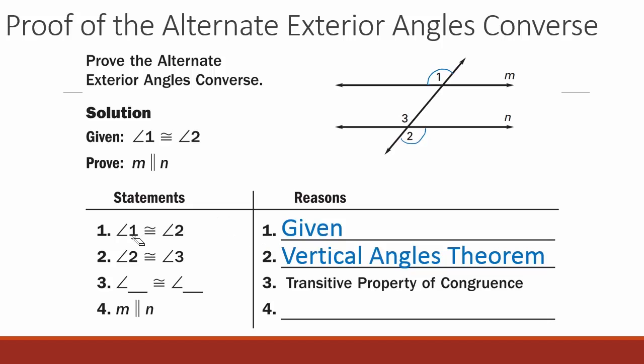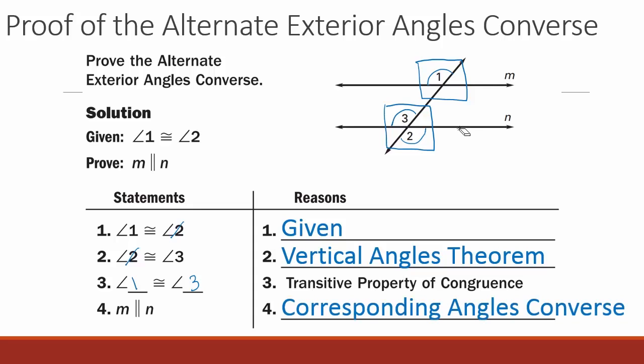Looking back at steps 1 and 2, I noticed that angle 2 is common for both, so I can get rid of the middle one, and using the transitive property of congruence, I can say that angle 1 is congruent to angle 3. If I drew a box around angle 1 and 3, I notice that they are in the same location inside the box, so they are corresponding angles, and I also know that their measures are the same, so using the corresponding angles converse, I can prove that line M is parallel to line N.